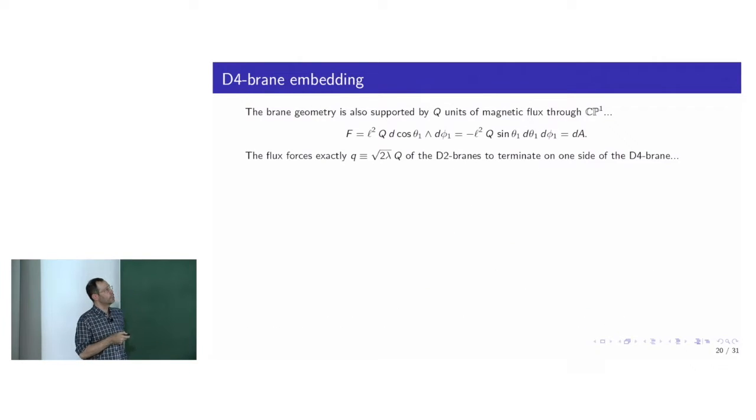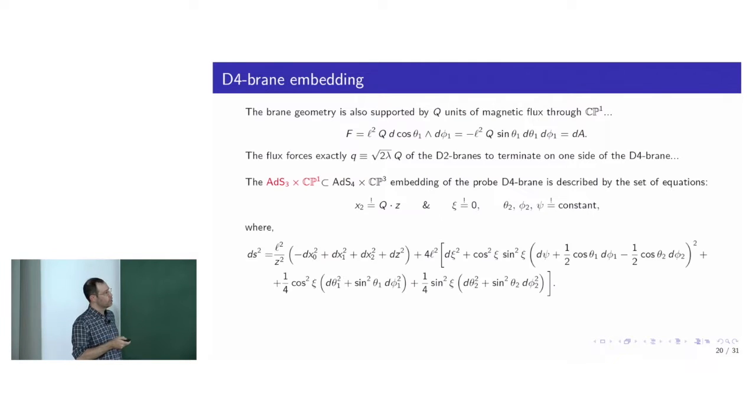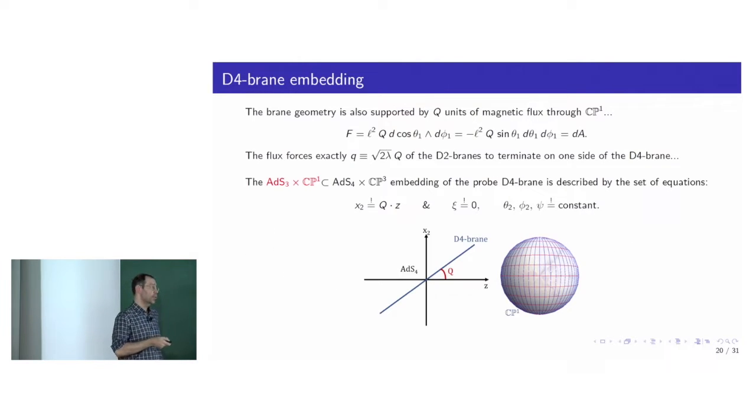And as I said, we can introduce flux to the system as well in the CP1 or S2 part. And again, D2 branes will terminate on a number of D4 branes. Q, which is proportional to this flux, will terminate on one side of the D4 brane. And the embedding of the D4 brane will be very similar to the one that we saw before, but in a probably more complicated background, which is AdS4 × CP3. And again, we have the same geometry for the D4 brane. We have a tilted brane in AdS and a CP1 brane inside CP3.